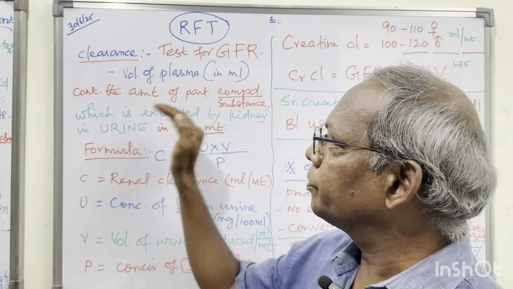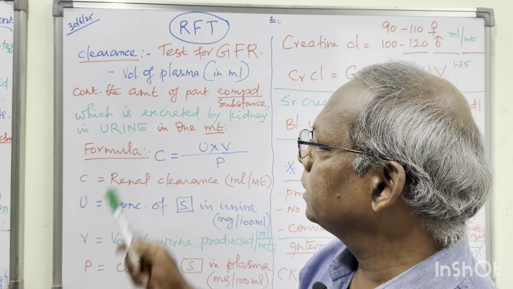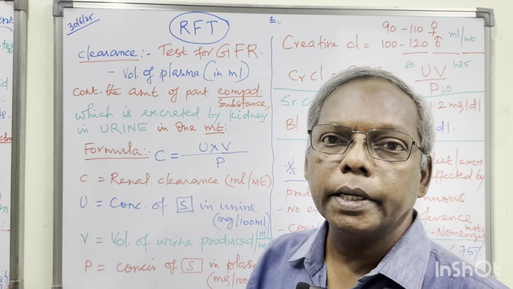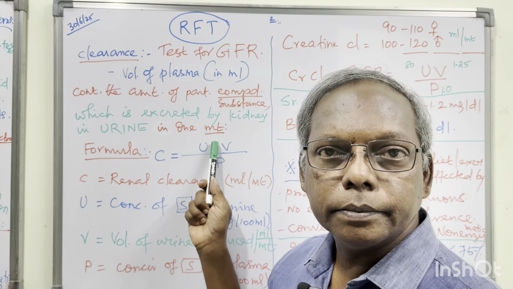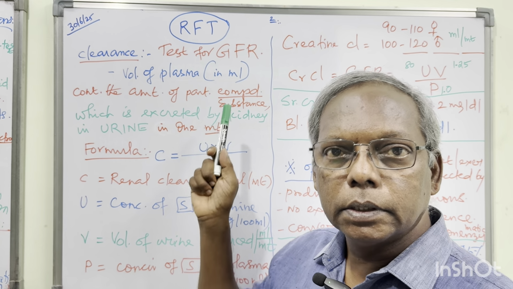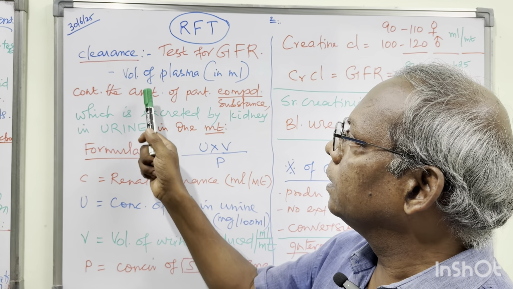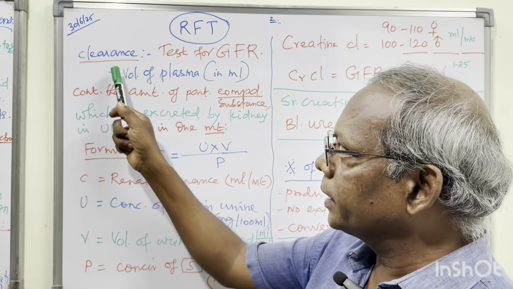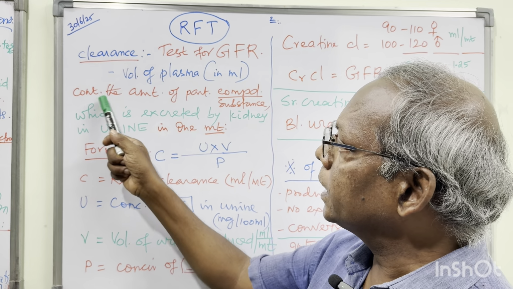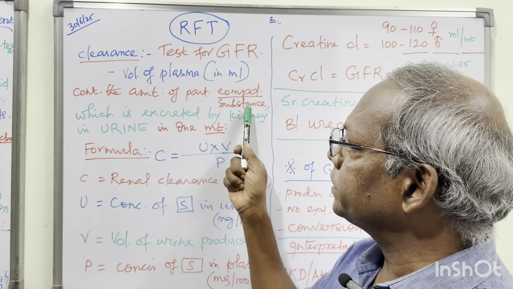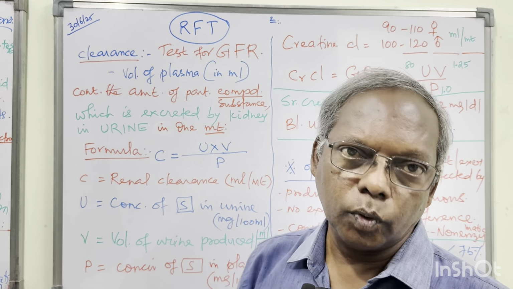That is, volume of plasma contains the amount of particular substance which is excreted by kidney in urine within 1 minute. Right? This is the way you have to define what is the meaning of clearance. Clearance is defined as volume of plasma in ml containing the amount of particular substance which is excreted by kidney in the urine in 1 minute.